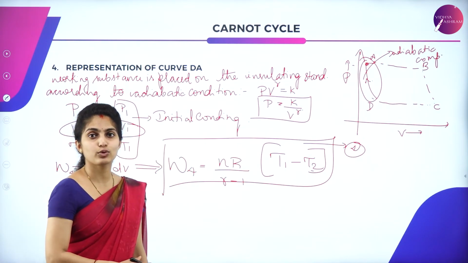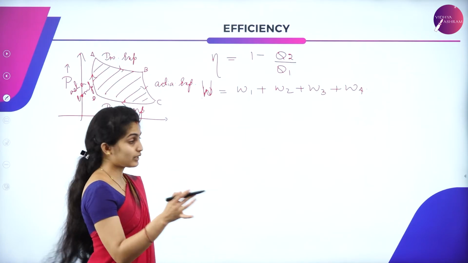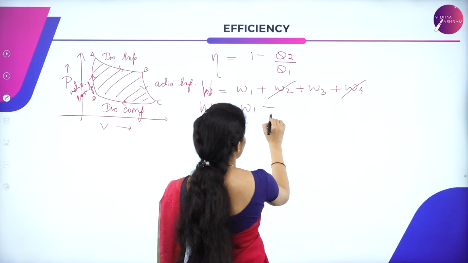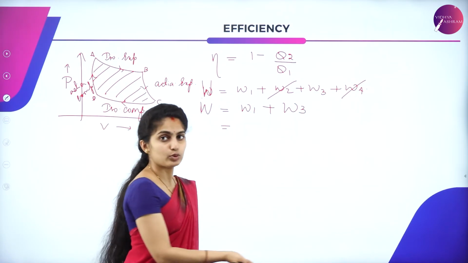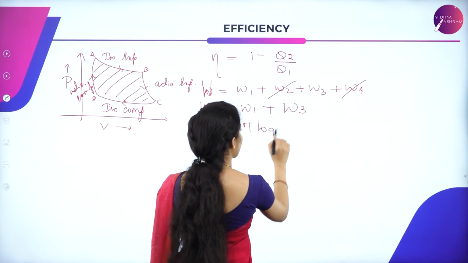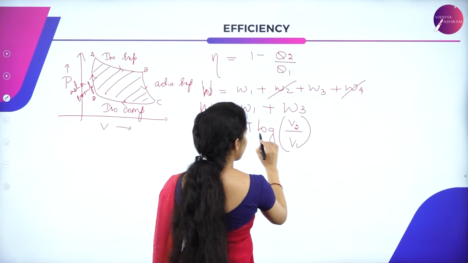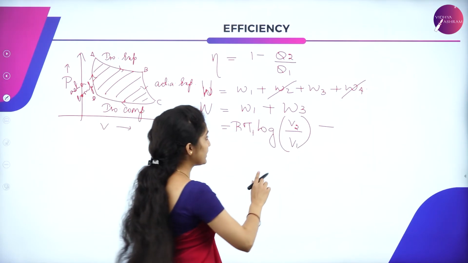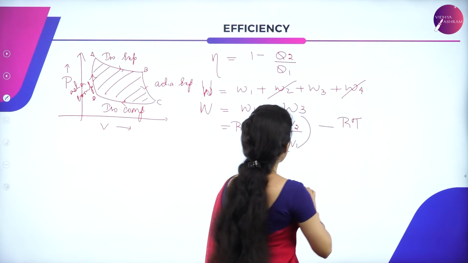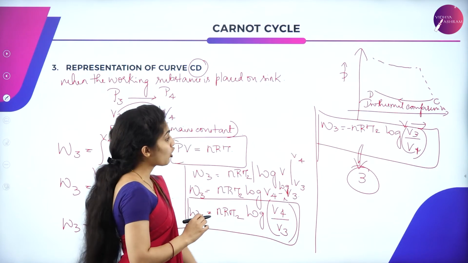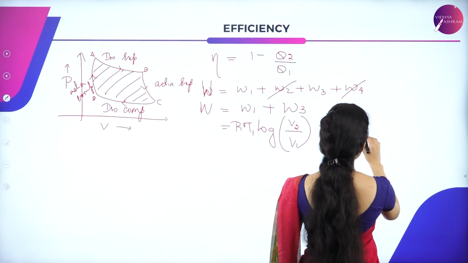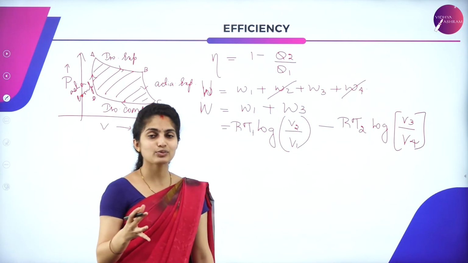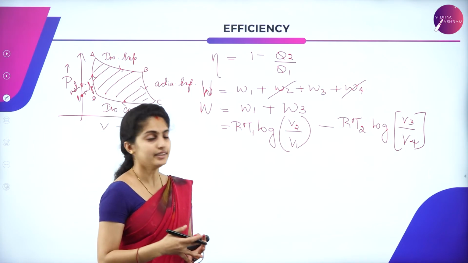The second one as well as the fourth one are the same, but with a negative sign, so they cancel each other. So we remain with W equal to W1 plus W3. W1 is nRT1 log V2 by V1, at that time the temperature being T1, and the last term will be minus nRT2 log V3 by V4. Here n is for n moles of a gas, which we don't consider here. So it will be RT with the T1 and T2 conditions.